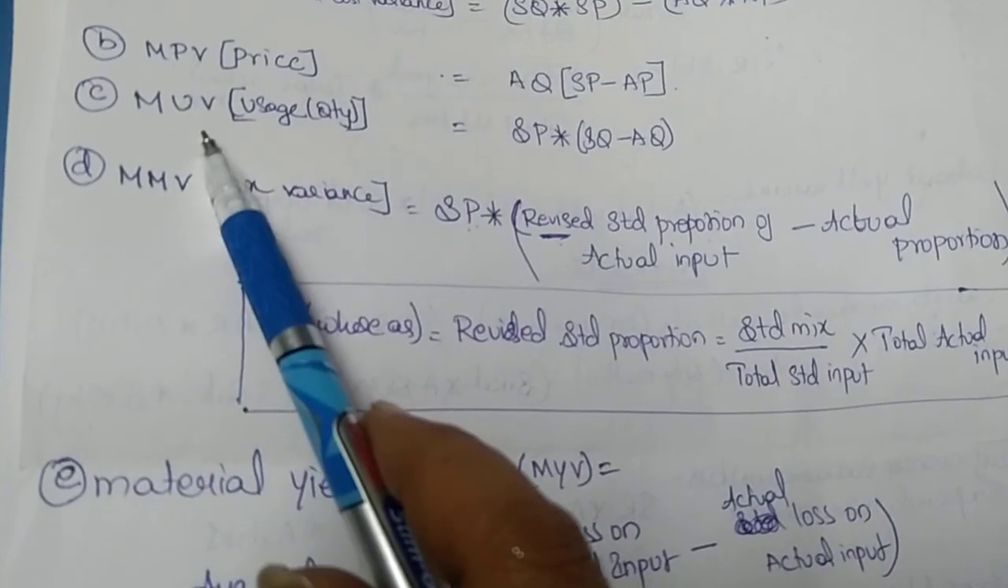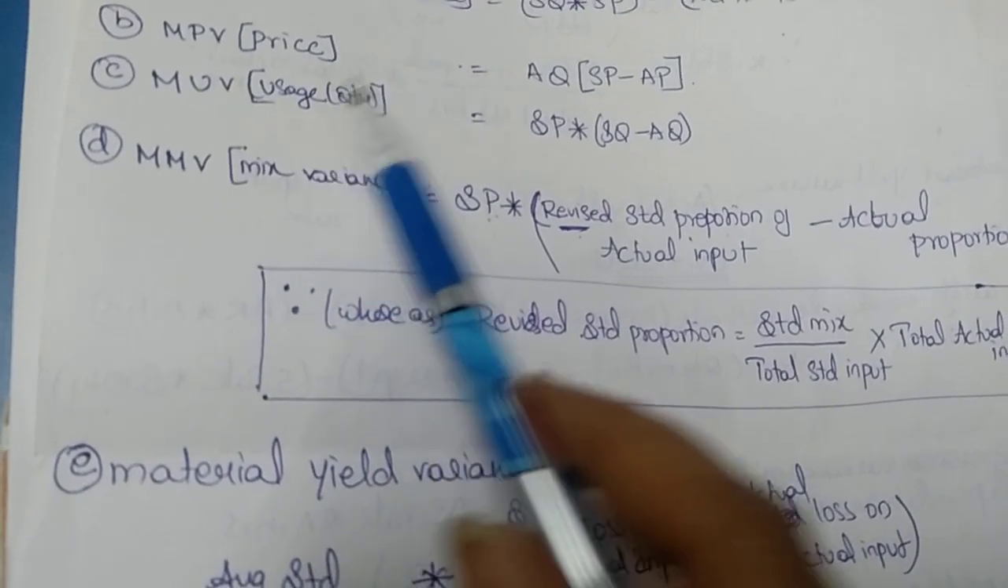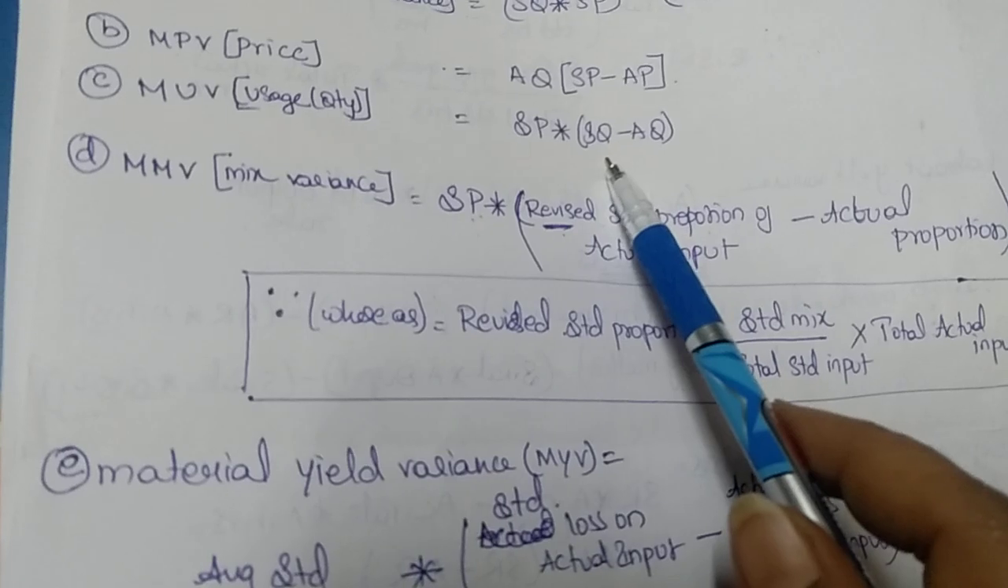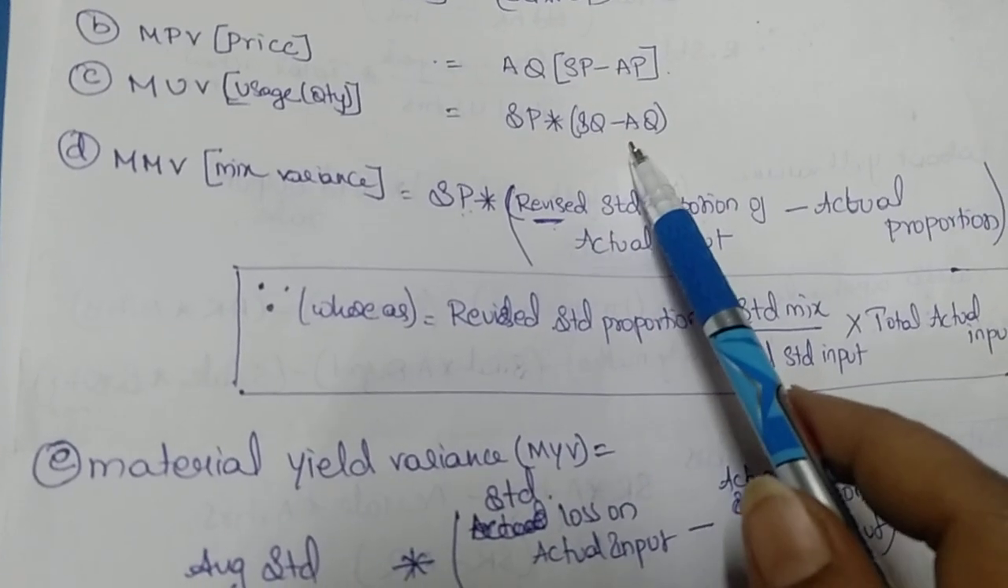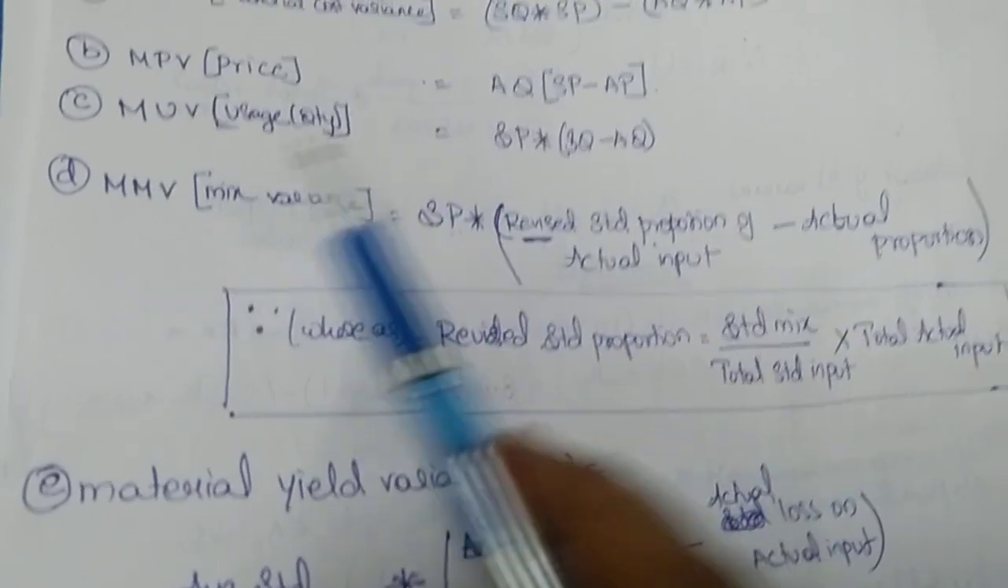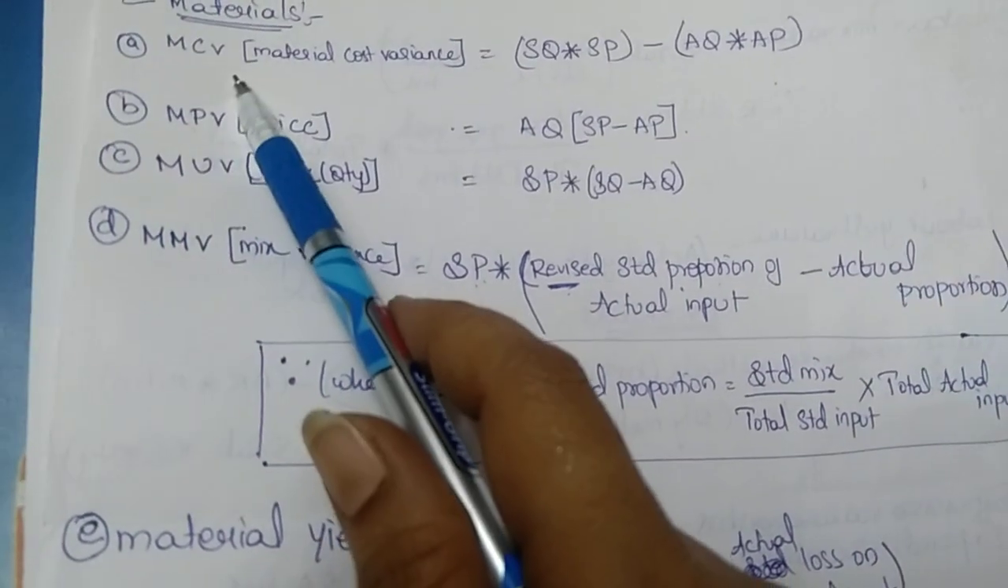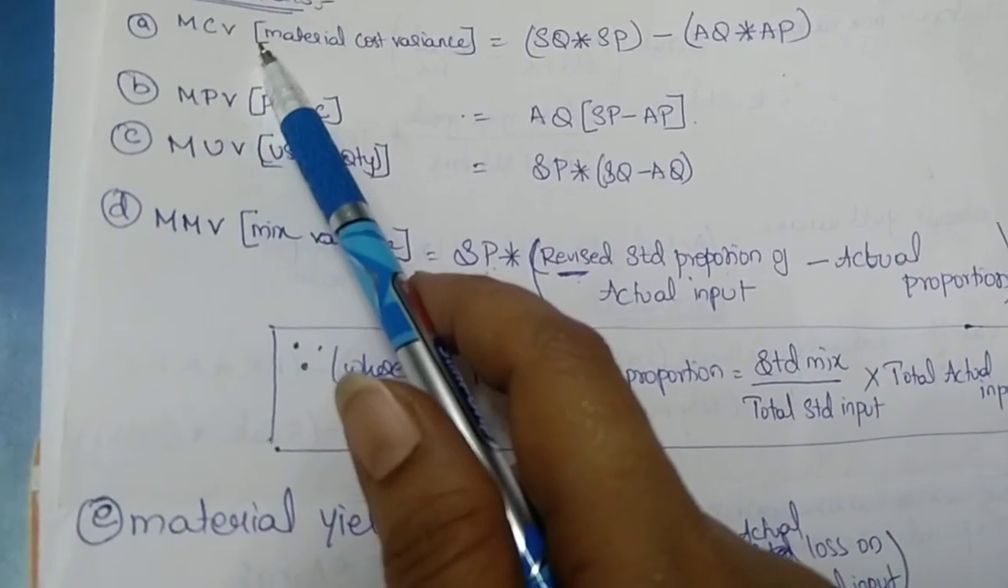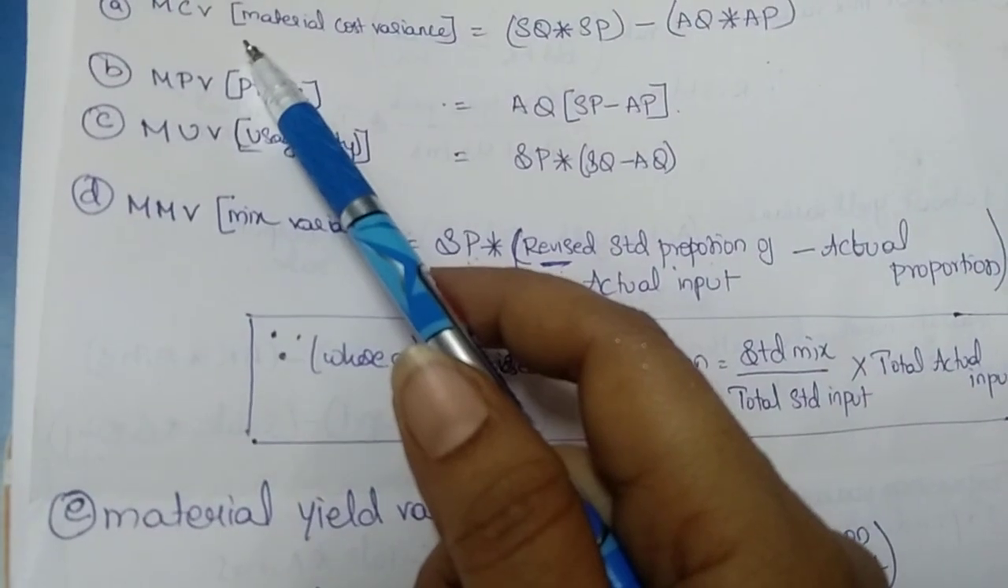Then when it comes to usage, it is nothing but quantity, so my bracket should consist of my quantities: standard quantity minus actual quantity, multiplied with the standard price. These three will be the very important formulas, which will be asked even for a short question.